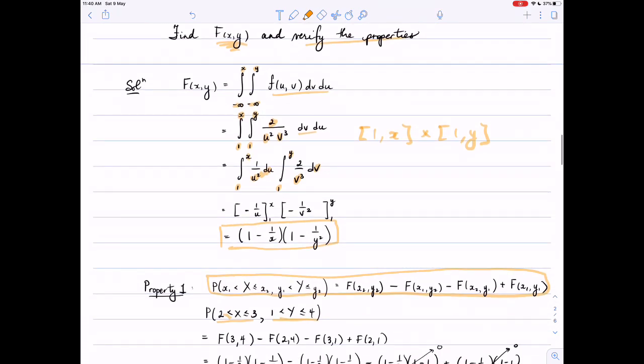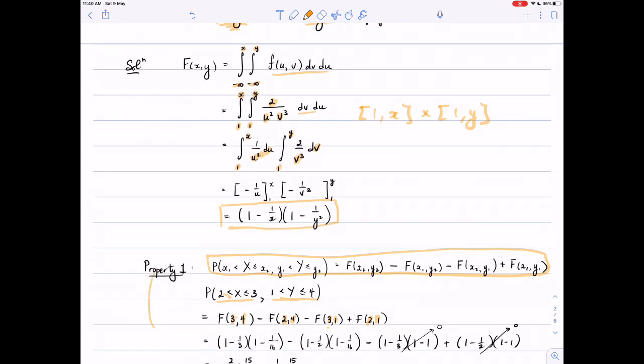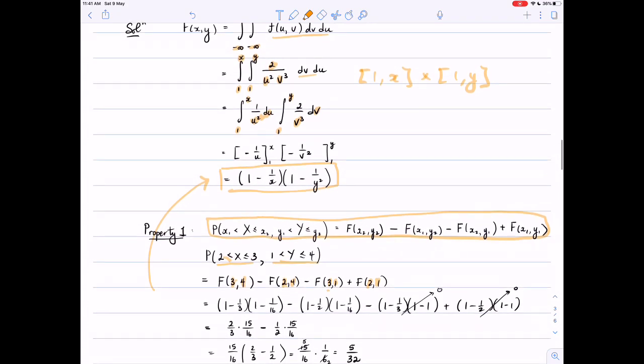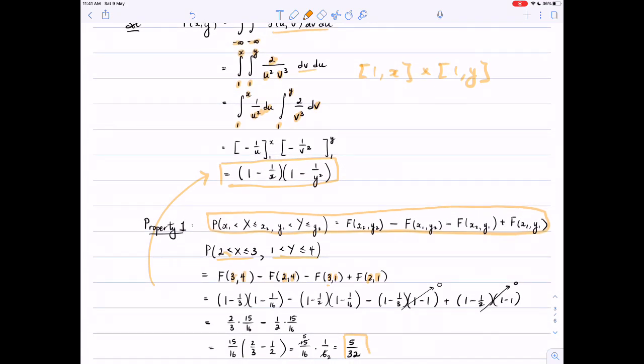So plugging that into this formula here: F at the top values, minus the two cross values, the small x with high y and small y with high x, and then add back in the two small values. If you just plug this in and crunch through the numbers, you are going to get 5 over 32. Now, I say let's verify those properties.